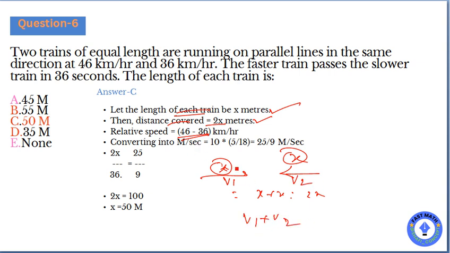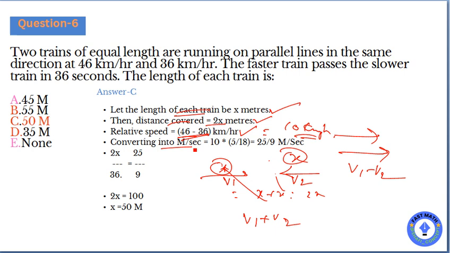Sorry, these are moving in the parallel direction. Both trains are in the same direction, so the relative speed will be the difference, v1 minus v2. That means 46 minus 36, which gives 10 kmph. Converting it to meters per second, we take 10 kilometers per hour into 5 by 18. We get 25 by 9 meters per second as the relative speed of the trains.